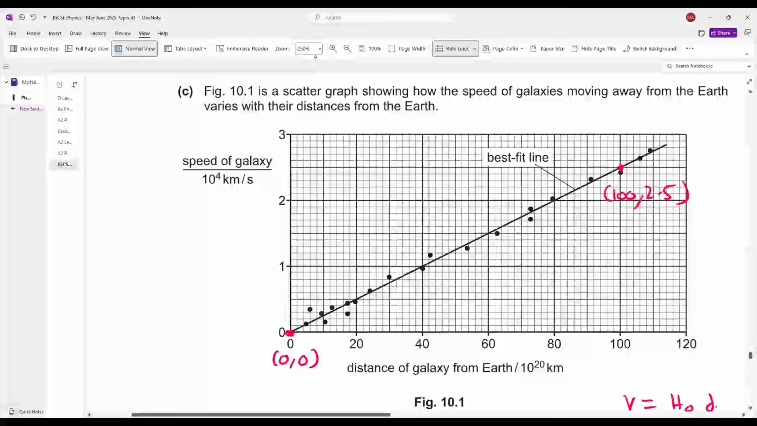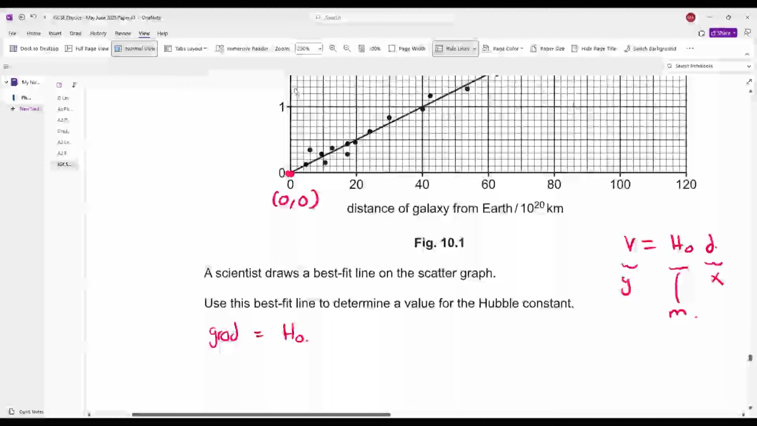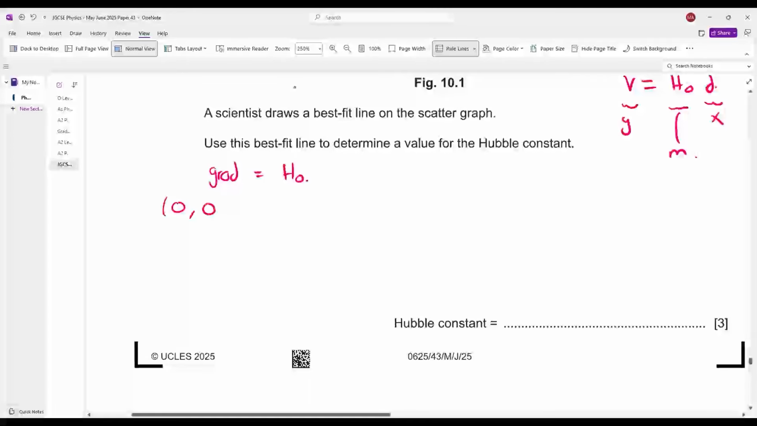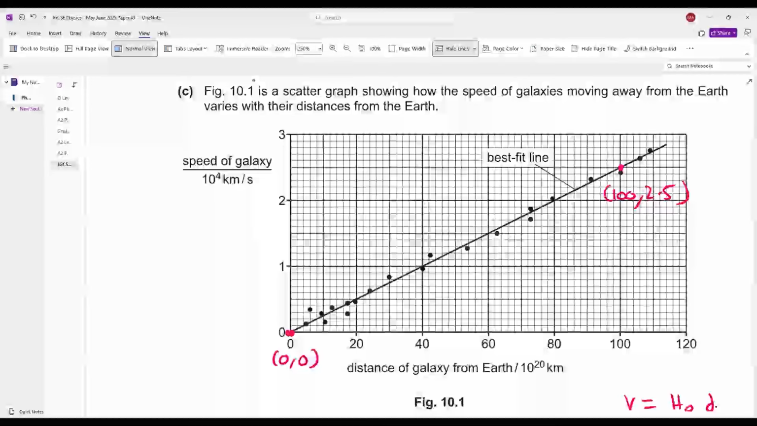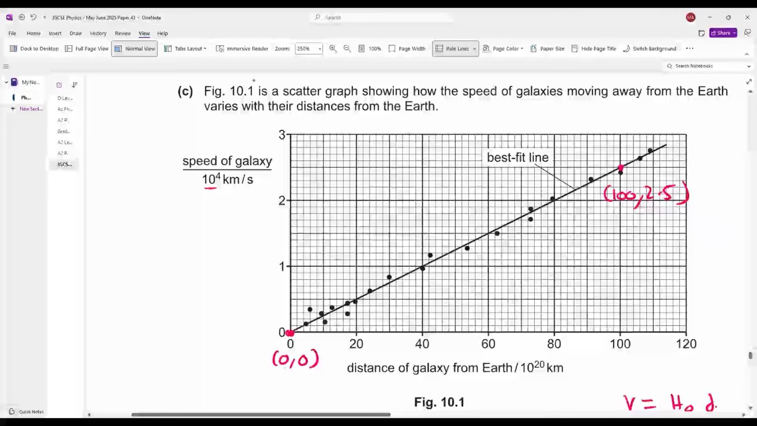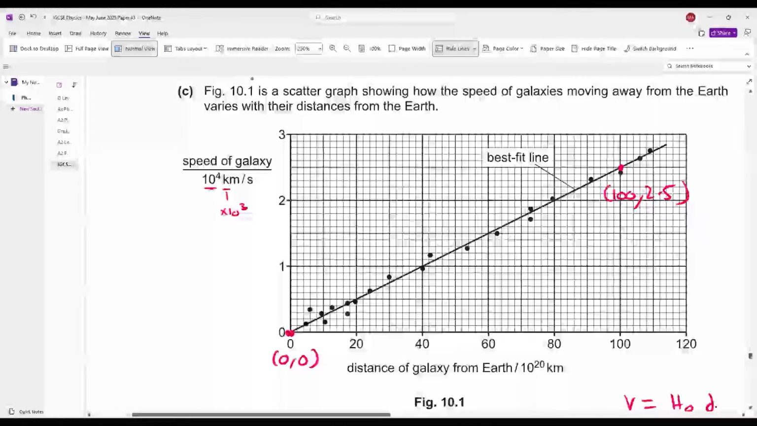Okay. Can you calculate the gradient? 0, comma 0, x 100, y 2.5. Can you calculate the answer? 2.5 minus 0, 100 minus 0. Now please hold your horses. The y-axis has units of what? 10 raised to the power of 4, and then you have kilo as well. Kilo means what? 10 raised to the power of 3.